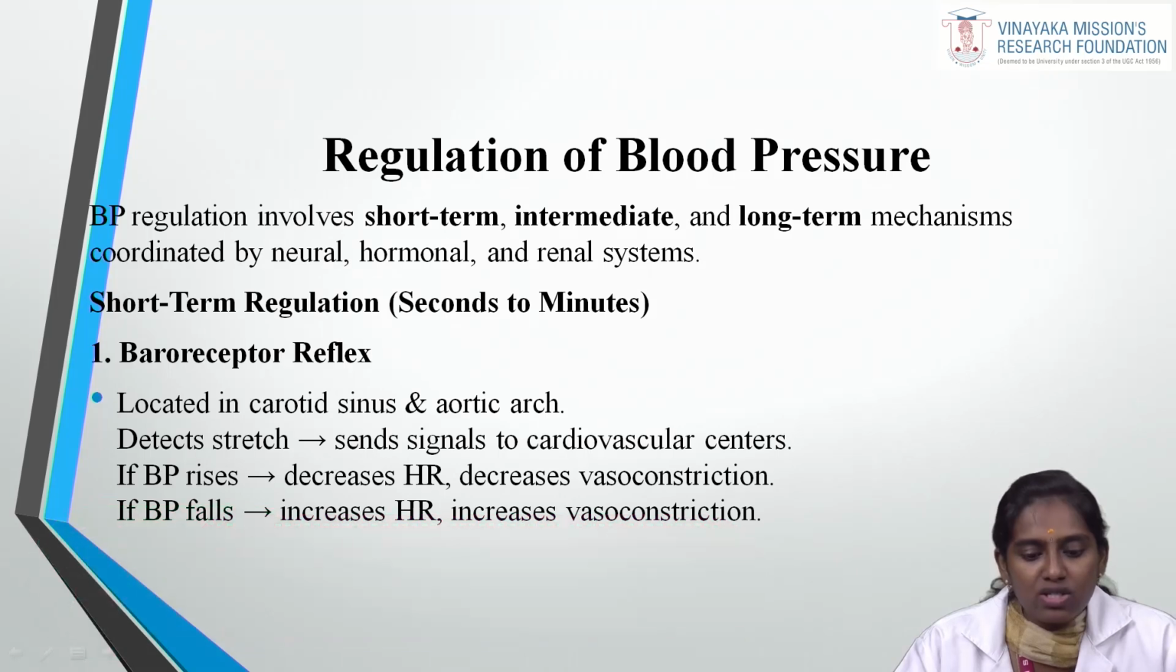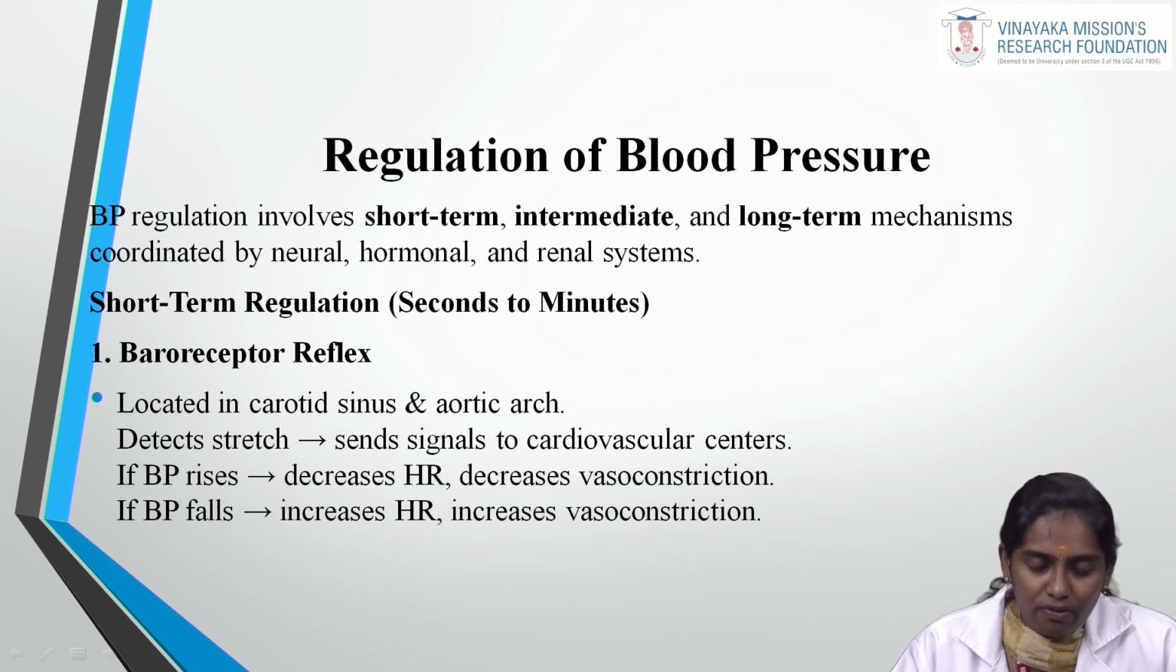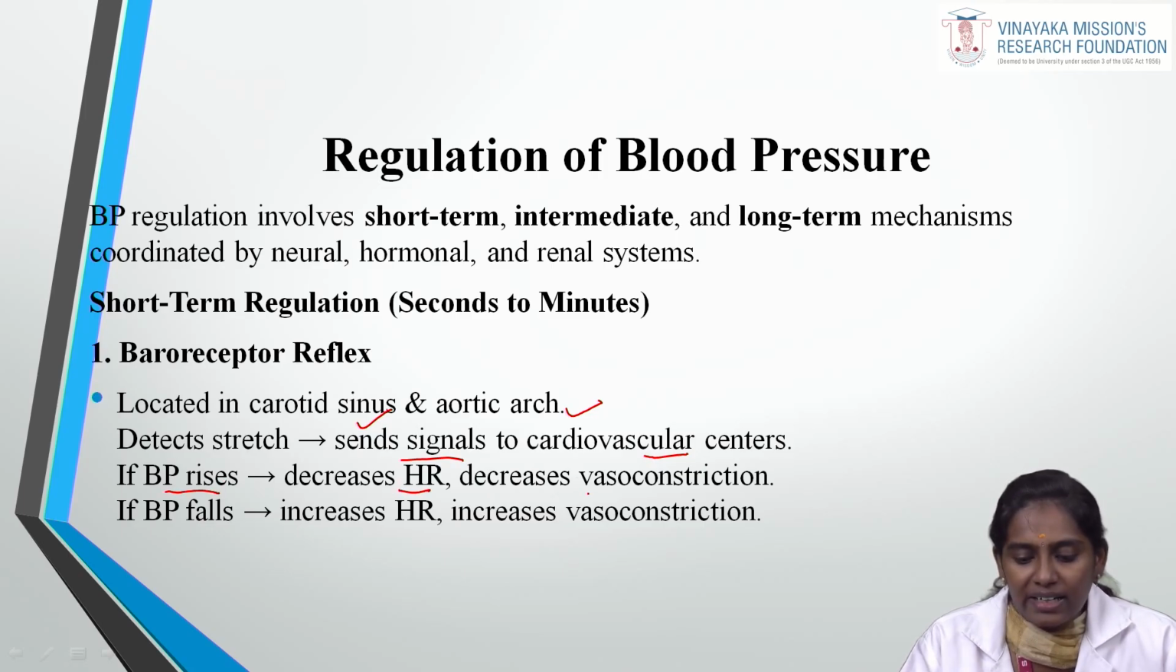Short term regulation comes under baroreceptor reflex. Baroreceptors are located in the carotid sinus and the aortic arch. They detect the stretch and send the signal to the cardiovascular centers, that is the vasomotor centers. If BP rises, it will reduce the heart rate and decrease the vasoconstriction. After the reflex goes via the vagus nerve, it reduces the heart rate and decreases the vasoconstriction. If the BP falls, it will increase the heart rate and increase vasoconstriction.